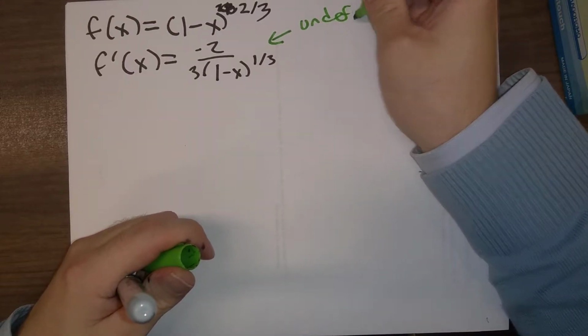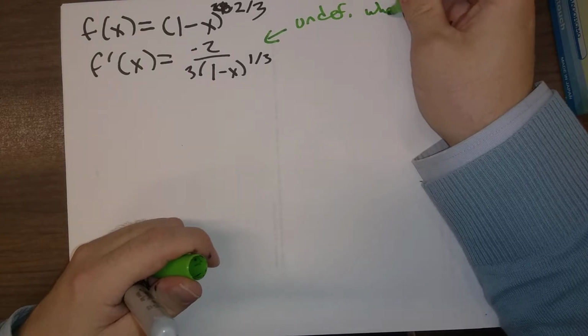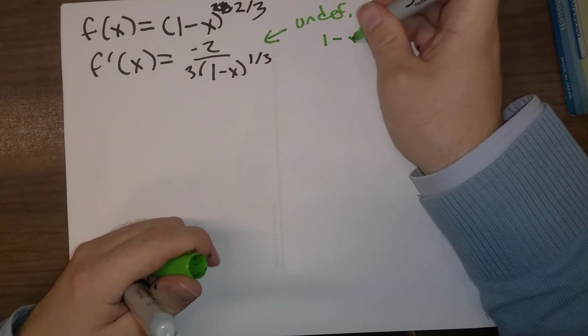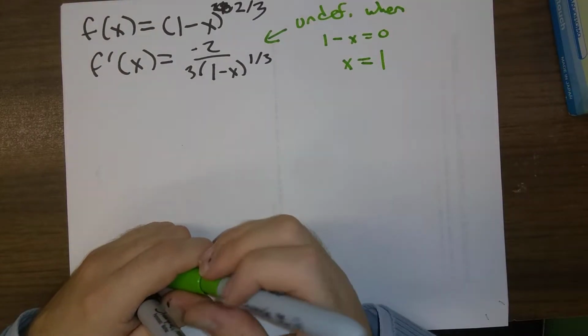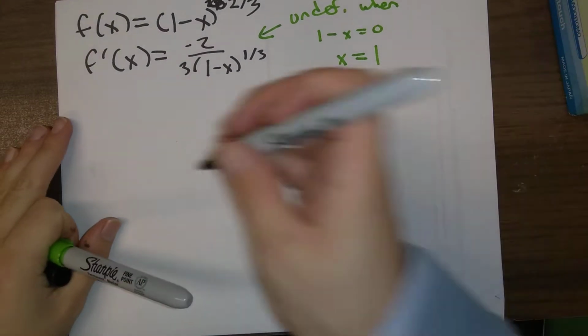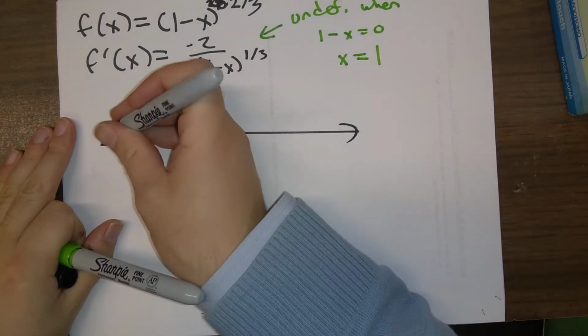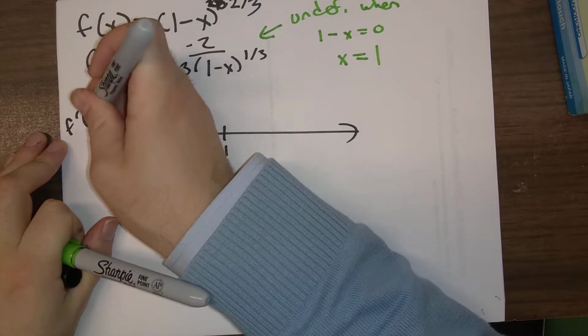This is undefined when the denominator is equal to 0. Undefined when 1 minus x is equal to 0, which is x is equal to 1. So that's our only critical point. So we can draw a chart here. x is equal to 1, f prime of x.